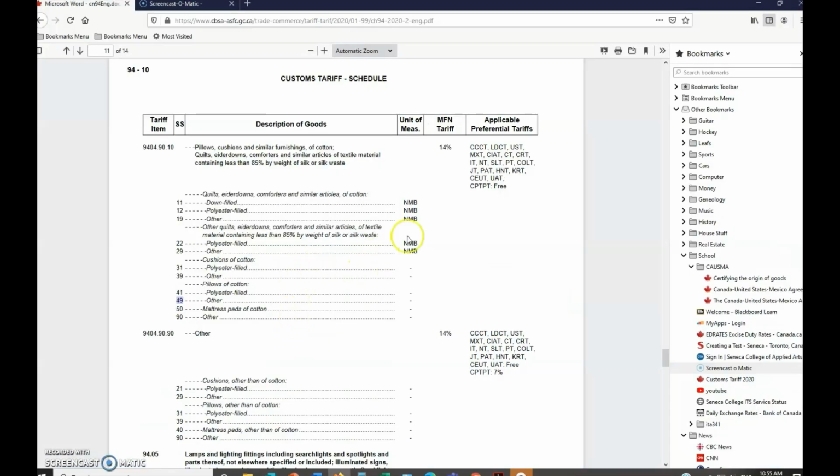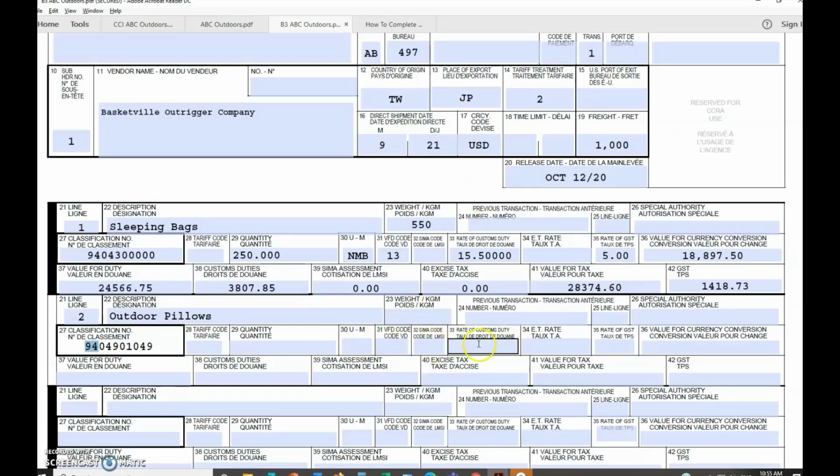All right. So the next thing we need to know is the duty rate. Well, 9404 90 10 49 is most favored nation rate of 14% duty. So what we do on the rate of customs duty, we put in 14%. Okay. Now we forgot field 31.